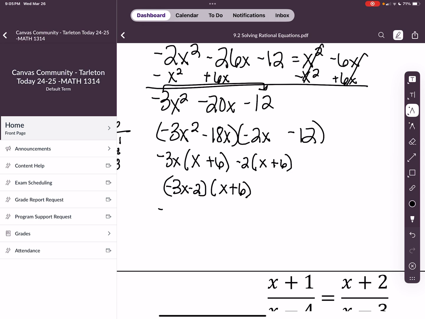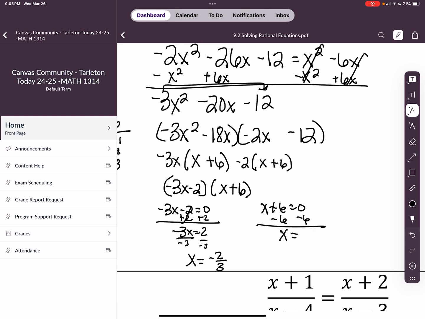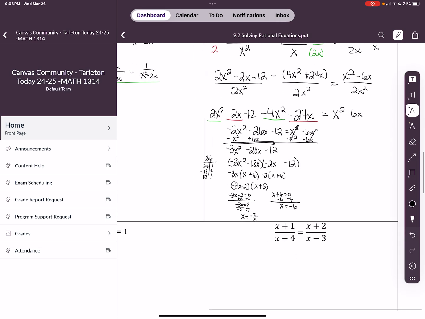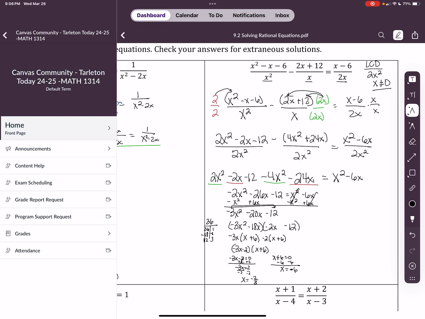So again, I'm just going to take the first factor, negative 3x minus 2, and put it equal to 0. So I get negative 3x equals 2, divided by negative 3. X equals negative 2 over 3. And then I have x plus 6 equals 0, minus 6 minus 6. X equals negative 6. So whenever I get to this point, I need to go back and check my domain restriction. And the only thing that x could not be equal to is 0. Okay? So because neither one of these is 0, that means that these two would be solutions.